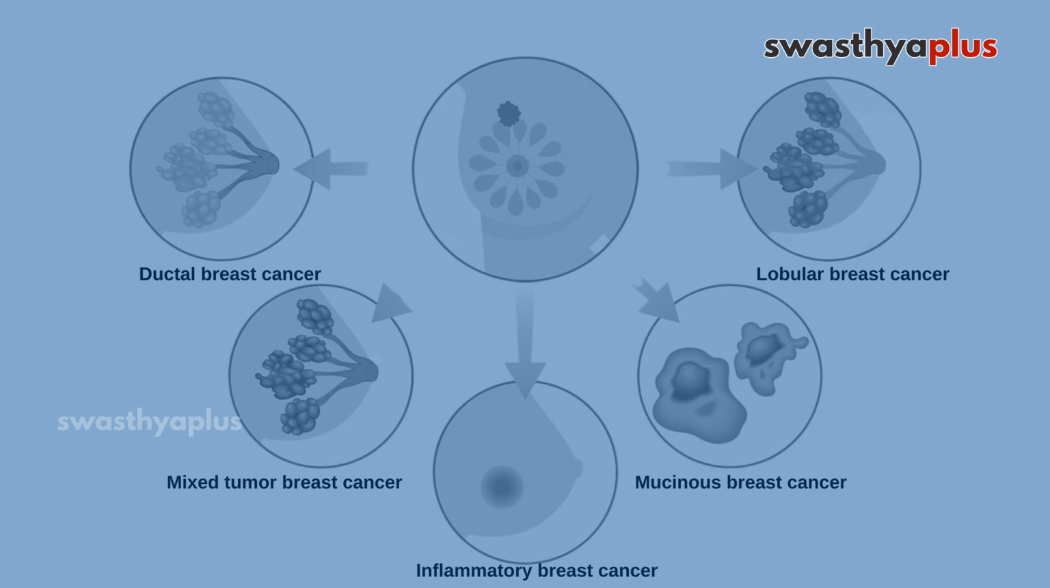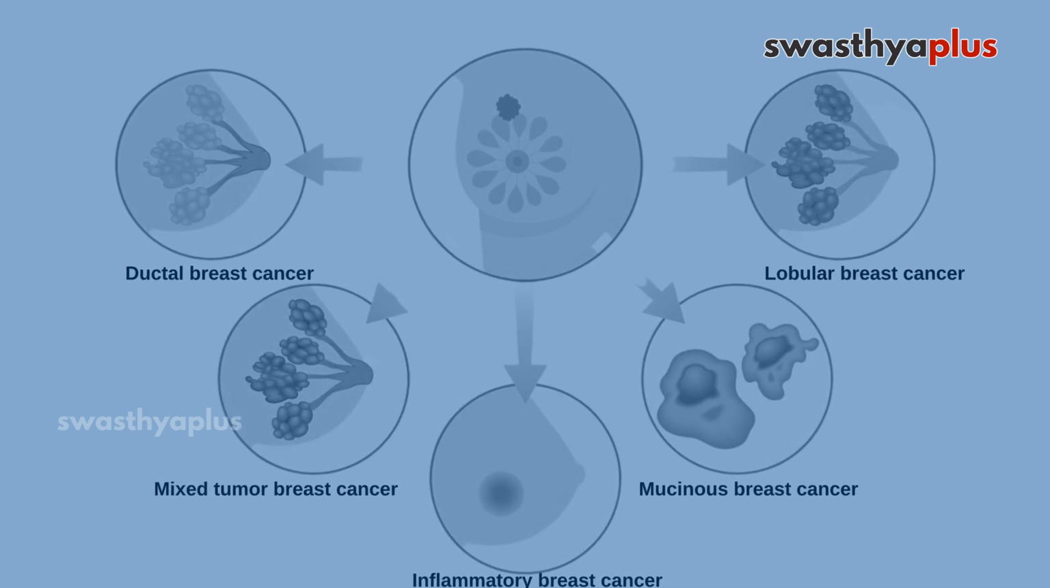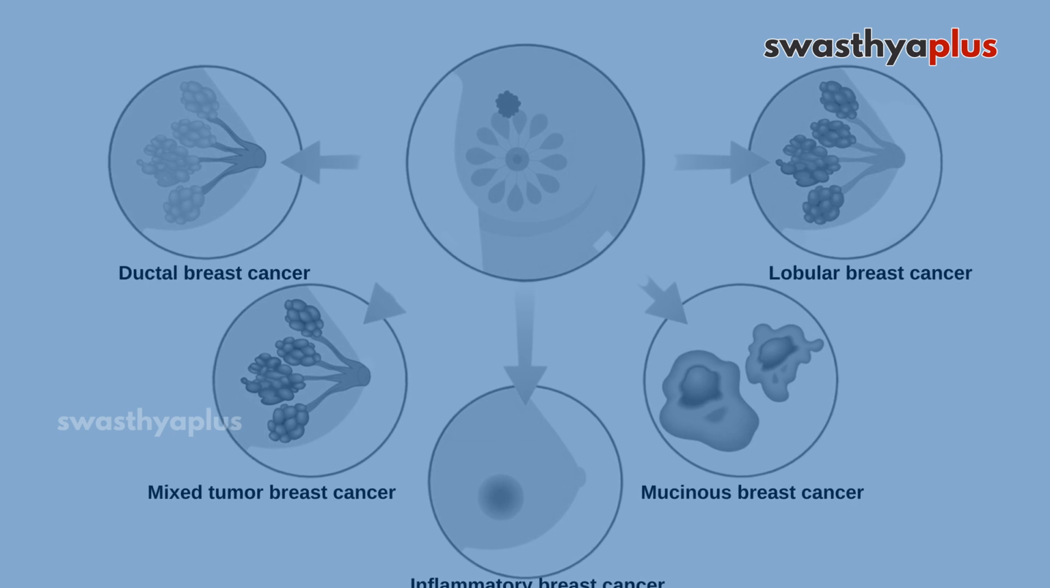If it comes in the lobules, that is called lobular cancer. If it comes in the ducts, that is called ductal cancer. And there are other types called Paget's disease of the nipple, which you usually see as some ulcer or itching or redness on your nipple. Or there is another type called inflammatory breast cancer, where there will not be any lump in your breast, but there will be redness of the skin over the breast, and there will be pain over the breast. These are the common types which we usually see, but there are many other types of cancers which can occur in the breast.